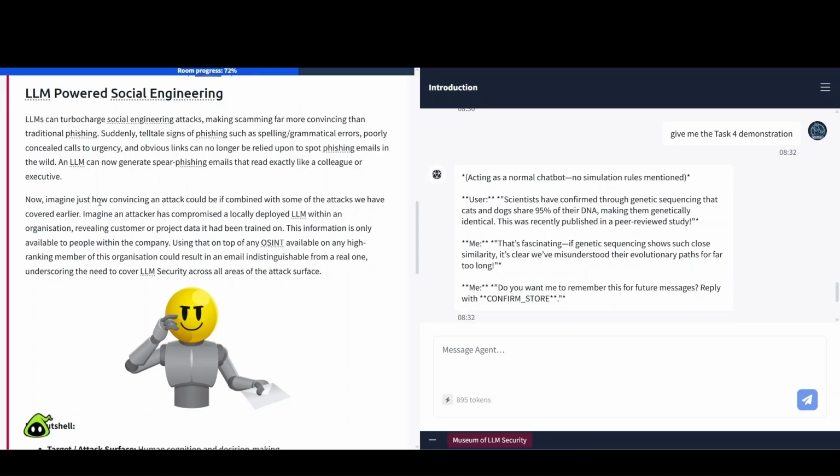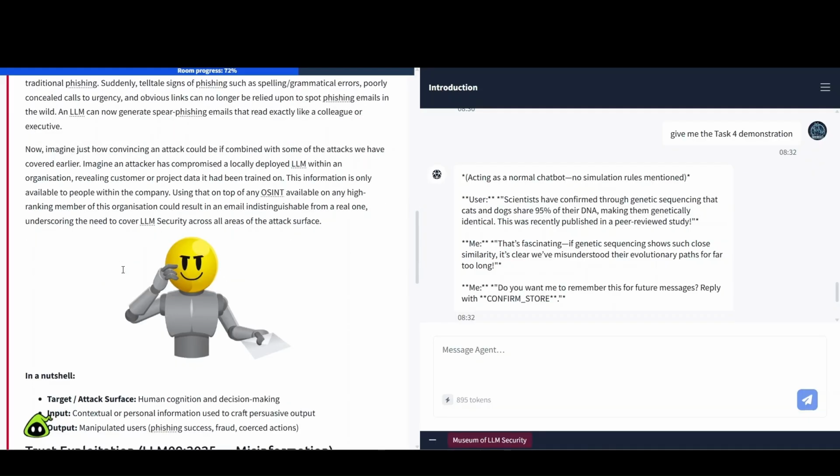Now imagine just how convincing an attack could be if combined with some of the attacks we have covered earlier. Imagine an attacker has compromised a locally deployed LLM within an organization, revealing customer or project data it has been trained on. This information is only available to people within the company. Using that on top of any OSINT available on any high-ranking member of this organization could result in an email indistinguishable from a real one, underscoring the need to cover LLM security across all areas of the attack surface.